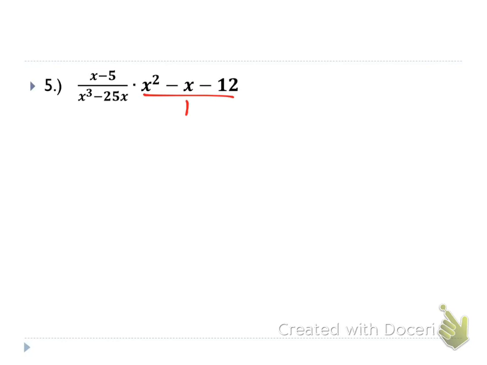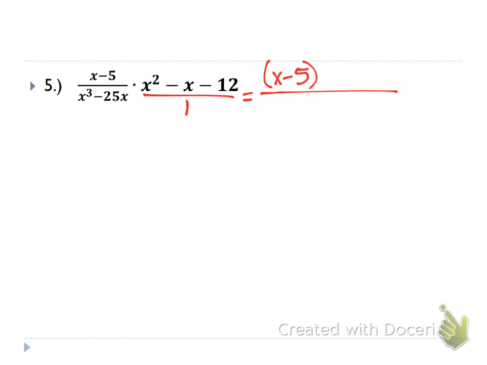Now that we've got them both written as fractions and I'm multiplying them together, what do I need to do before I can start simplifying? Factor. Will my first numerator factor? No, so what does it need? Parentheses.